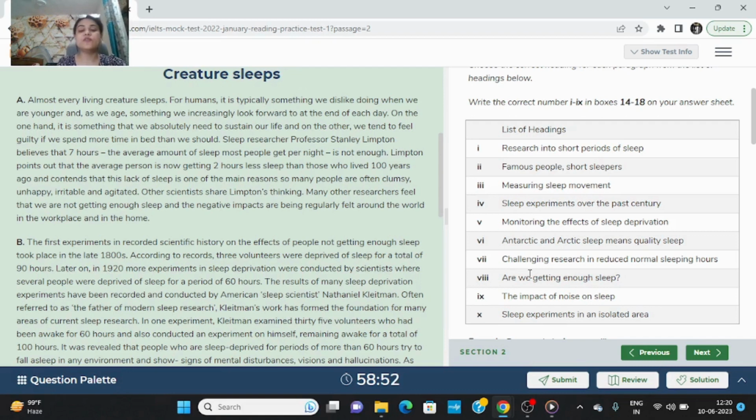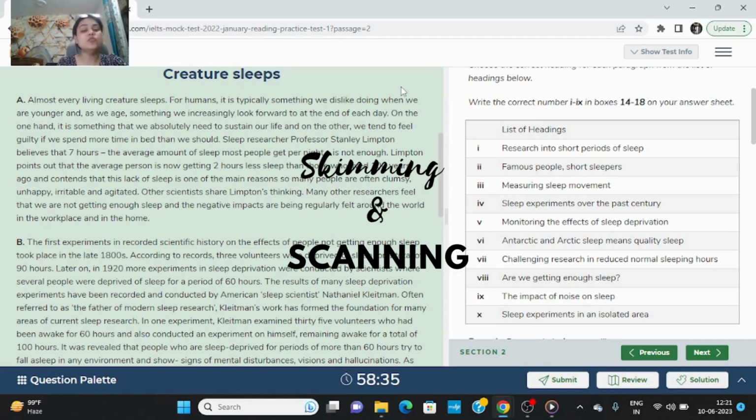So I will start with the very first one, that is the A part. Basically, in matching the headings or list of headings, the approach should be: first we need to do skimming and scanning. First we have to check what is written in the whole paragraph, and then we have to eliminate one by one the headings that are not matching the paragraphs given.